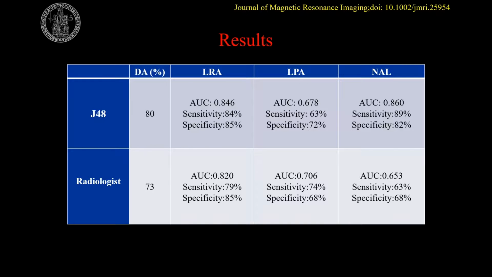In this table, we can see that the J48 algorithm obtained an overall accuracy of 80% in classifying adrenal lesions on unenhanced MRI images, compared to 73% obtained by the radiologist. This difference was not statistically significant, and the performance of the J48 classifier can be considered not inferior to that of the expert radiologist. Of particular interest, it could be noted that the performance of the classifier in evaluating nonadenoma lesions was much higher than that of the radiologist. The sensitivity and specificity of the classifier were 89 and 82%, while those of the radiologist were respectively 63 and 68%.